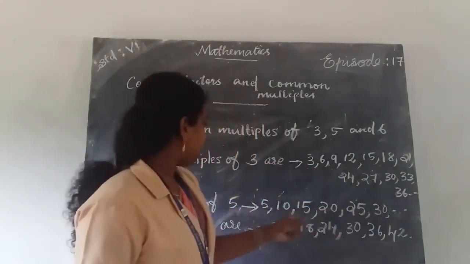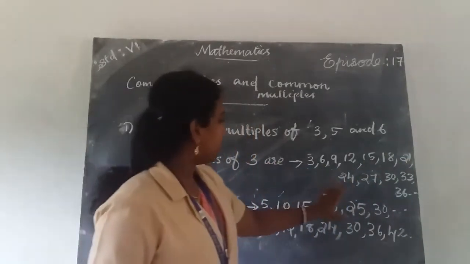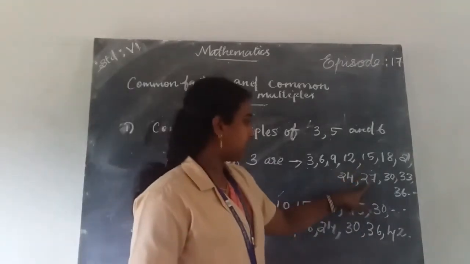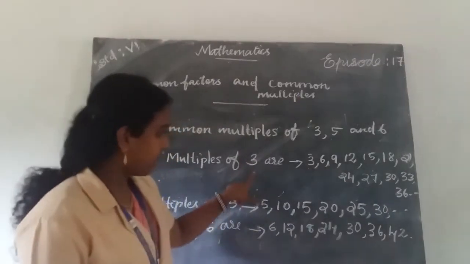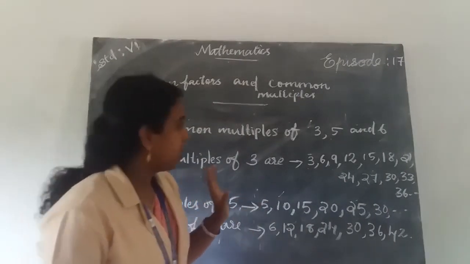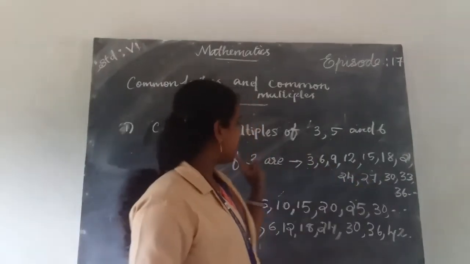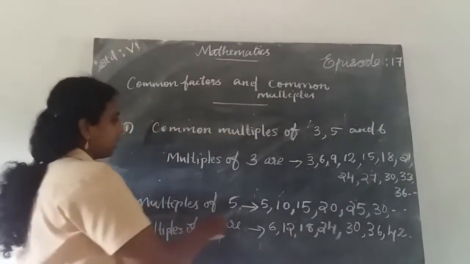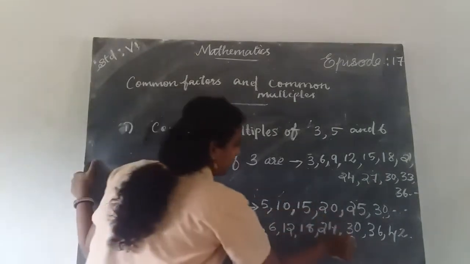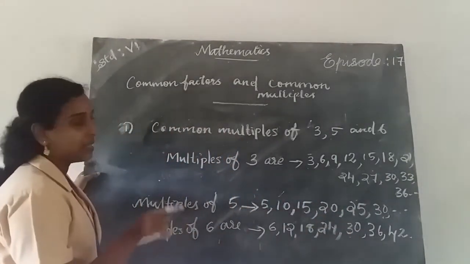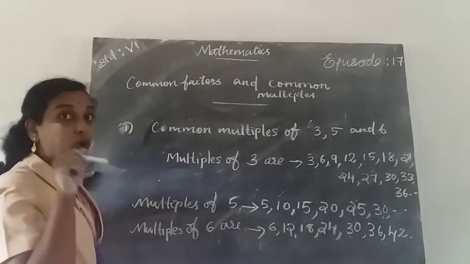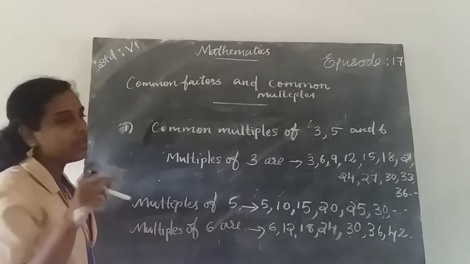21 is not a multiple of 5 and 6, and 24 is not a multiple of 5. And here 27. 27 is a multiple of 3, but 27 is not a multiple of 5 and 6. And here 30. 30 is a multiple of 3, and 30 is also a multiple of 5, and 30 is also a multiple of 6. 30 is a multiple of 3, 5 and 6. So 30 is a common multiple of 3, 5 and 6.